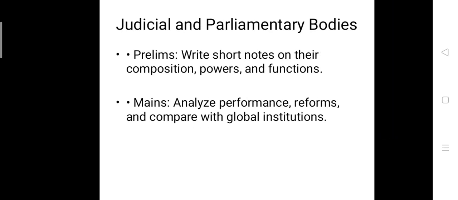Next, judicial and parliamentary bodies. For prelims, write short notes on their composition, powers and functions. If you are going through judicial and parliamentary bodies, you need to focus on the composition, how many members are there in the parliamentary bodies, how their functions work, and their powers, the relevant articles, and in what condition they use the article also.